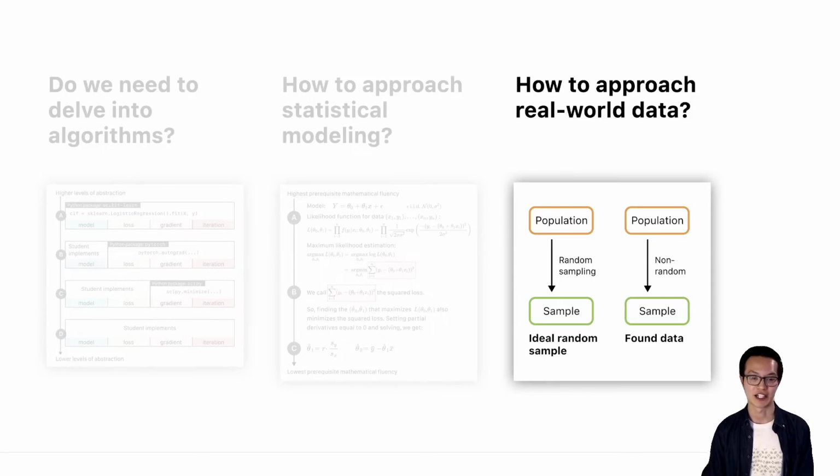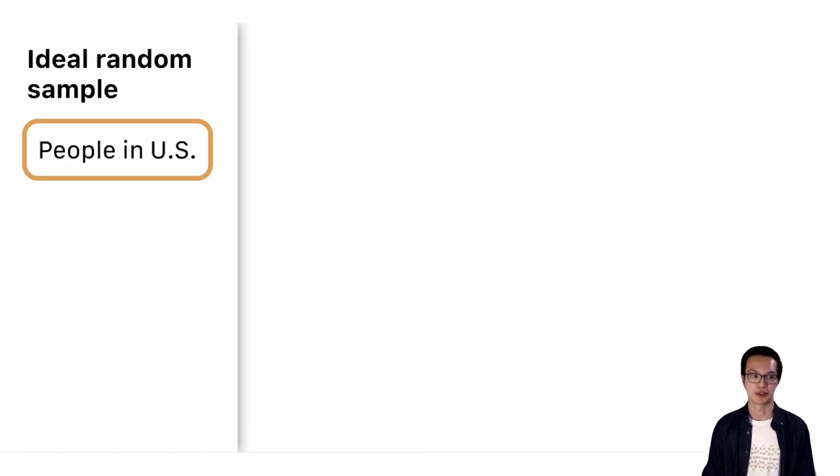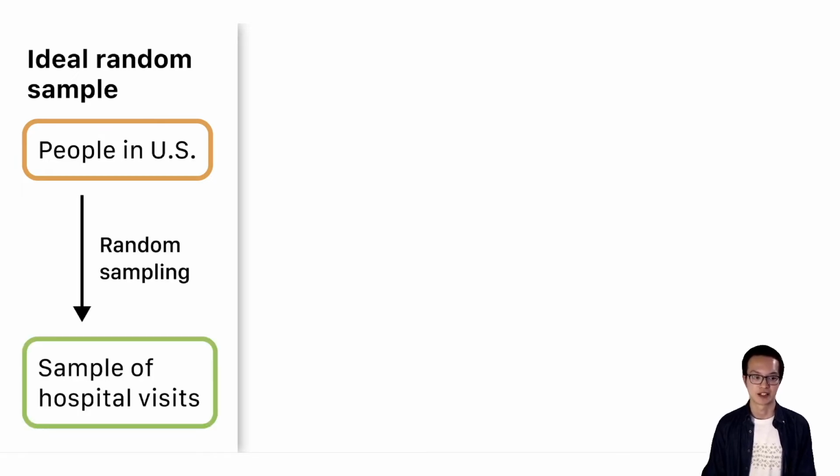In the third and final case study, we discussed how to approach real-world data. In a typical introductory stats class, we'll talk about the ideal random sample, where if we're trying to estimate the number of people in the US who have COVID, for instance, we could take the population of people in the US, apply a random sampling scheme, like using a simple random sample, to get a sample of hospital visits.